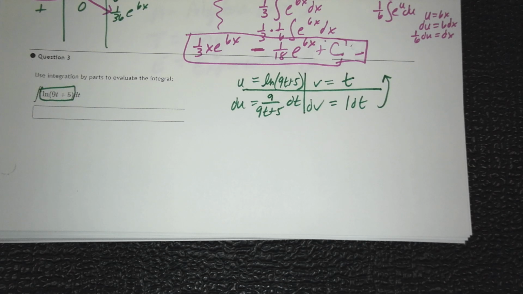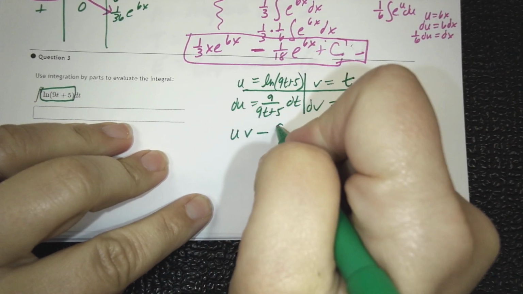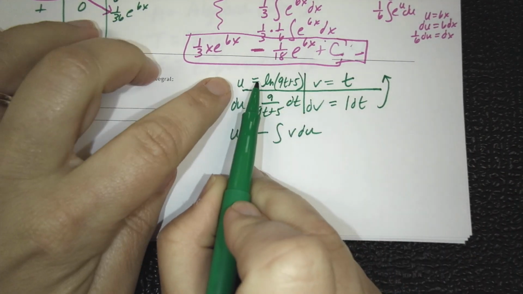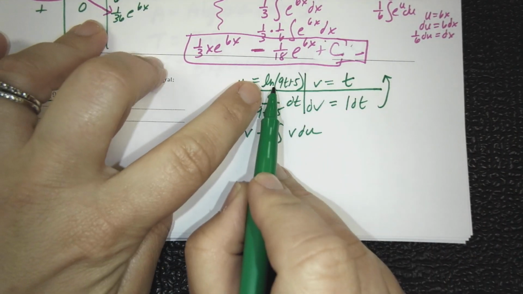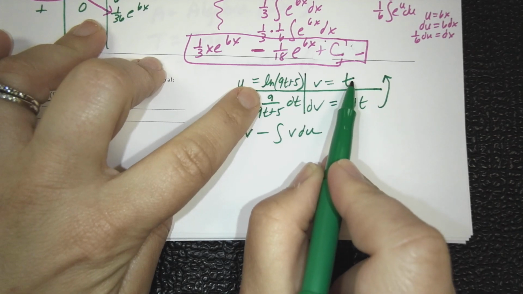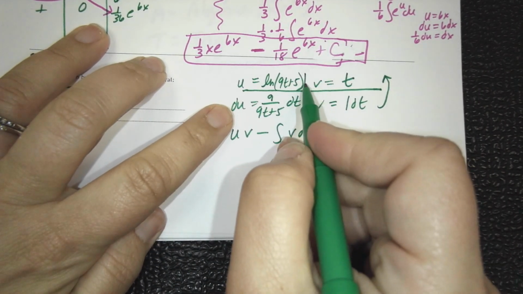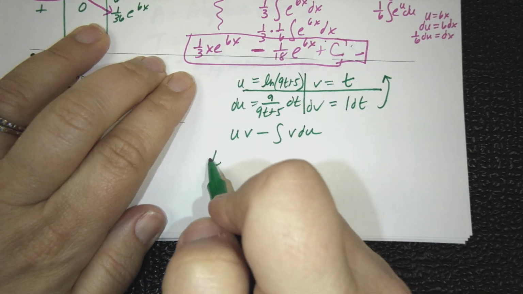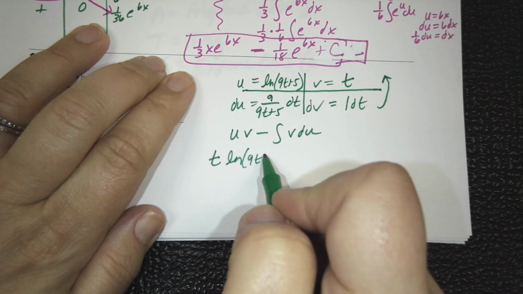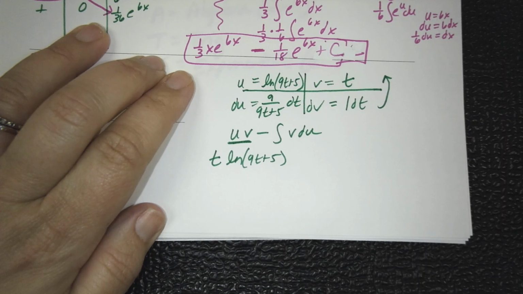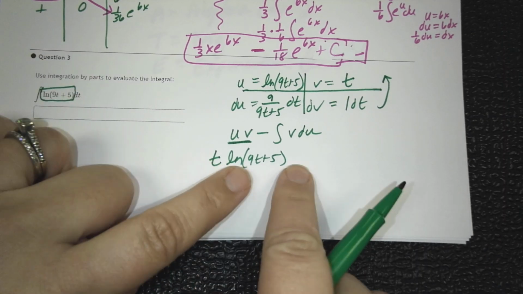Okay. Now, let's follow the formula. You go ahead and write it out. uv minus integral of v du. When you write u times v, by the way, always put the v, I don't know why they couldn't write vu, but you should put your t in front. You shouldn't put it in the back of an ln. You should put it t times the ln of 9t plus 5. That's this part right here. Do you agree? Yeah. I just put the t in front. I don't like the t on the back.